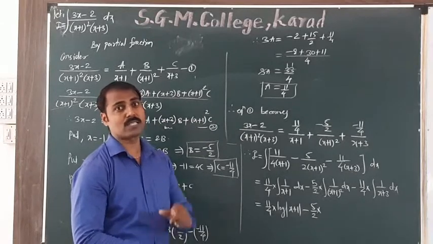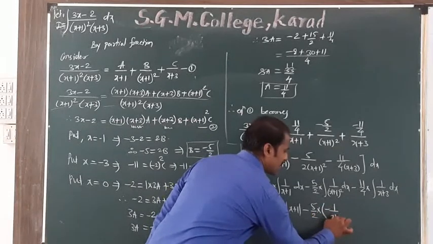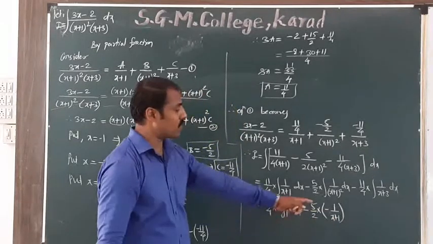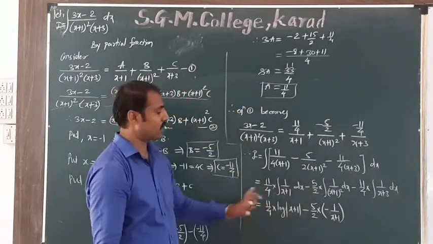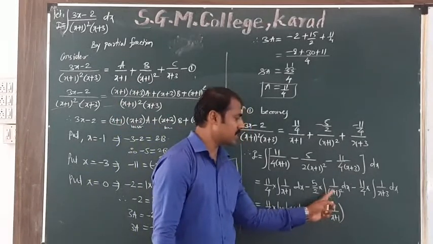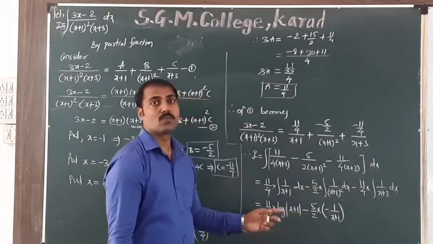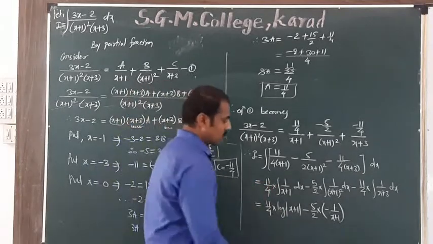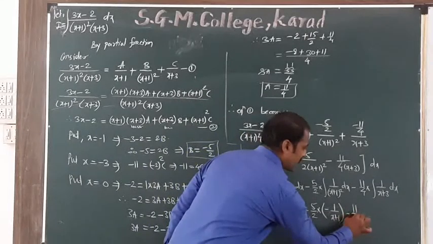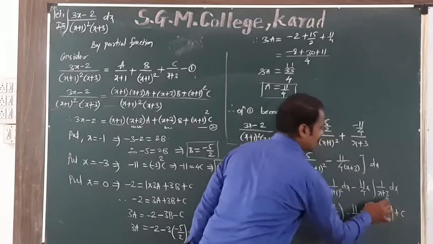Integration of 1 upon x square is minus 1 upon x. So it's minus 1 upon x, that is x plus 1, into divide by coefficient of x, that is 1, don't write it there, forget about it. Or you can solve this integration by writing integration of (x plus 1) bracket raised to minus 2, using x raised to n. So next is minus 11 divided by 4 into log of mod of x plus 3 plus constant of integration c.